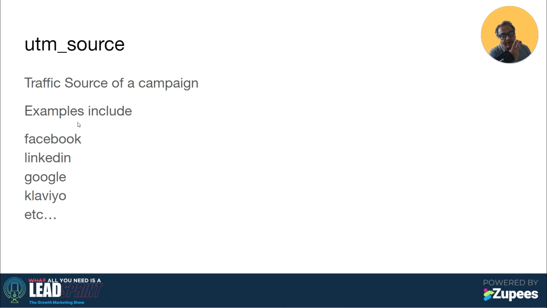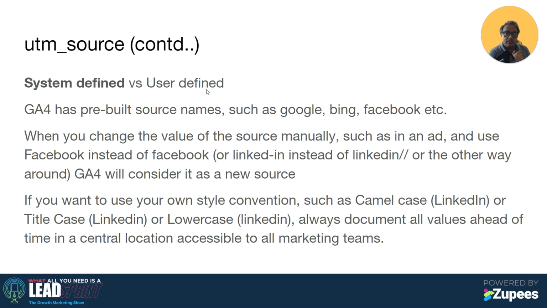UTM source: the traffic source of a campaign, typically where the traffic originates. So it could be Facebook, LinkedIn, Google, Klaviyo, wherever the traffic originally originates. Source can be of two categories: it could be system defined or user defined. Google has a way of tracking Klaviyo. Google has a way of tracking Bing. Google has a way of tracking Google. So Google does have a system definition for the majority of sources. Where it does not, it simply calls it direct.